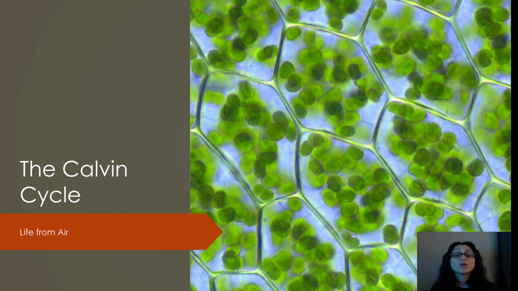Hey Mustangs, in this video we're going to be taking a look at the second stage of photosynthesis, which is the Calvin cycle. Now we already looked at the first stage, which was light-dependent reactions, and we saw that plants are able to convert solar energy into chemical energy in the form of ATP and NADPH.